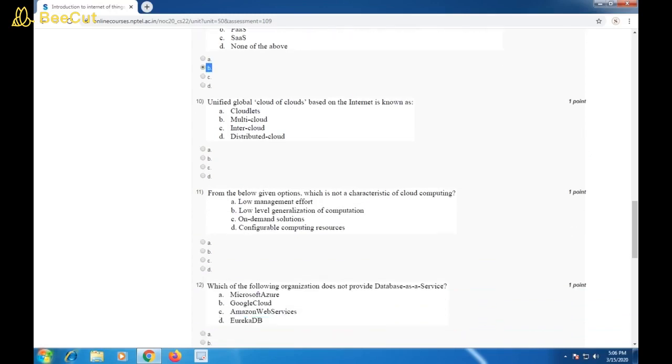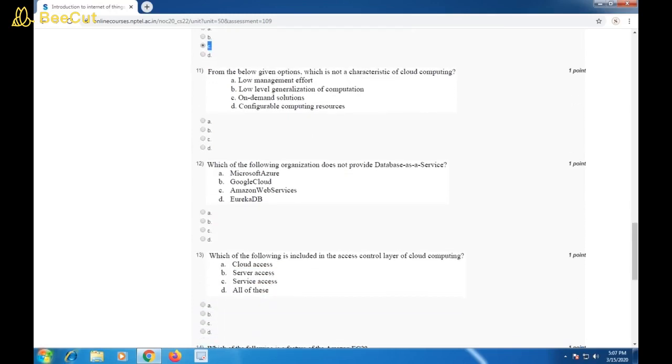Unified global clouds of clouds based on the internet is known as. The answer for this 10th question is Intercloud. Intercloud is an internet that unified global cloud of clouds is based. So the answer for this is 10th, C.